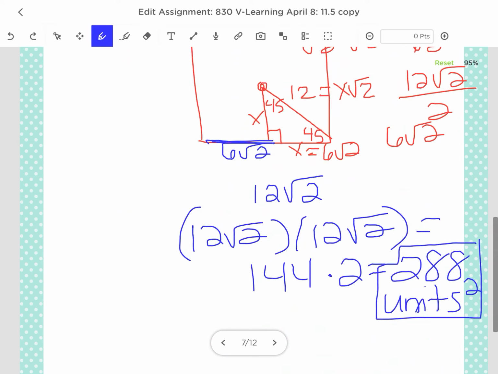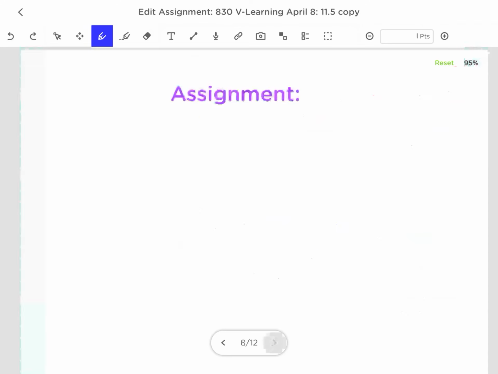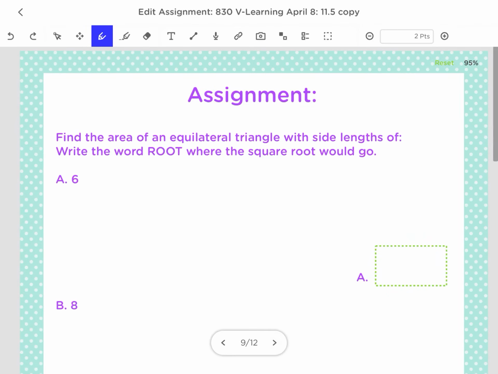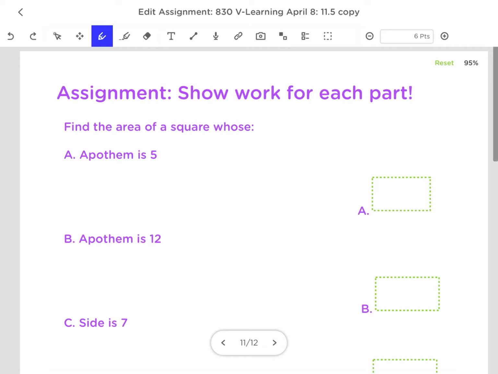All right, so at this point we've gone through all the notes. Again, remember, go back and listen to things that were confusing. The next couple slides, slide 8, 9, 10, and 11 are all slides that are your assignment. Please remember to show your work for each part. I know there's not a ton of space on some of these, so if it's easier for you to do your work on a sheet of paper, take a picture of it using this photo tool that's right up there at the top, and then inserting it, that's fine.